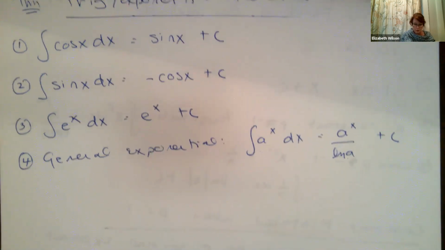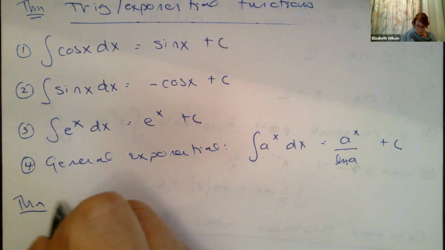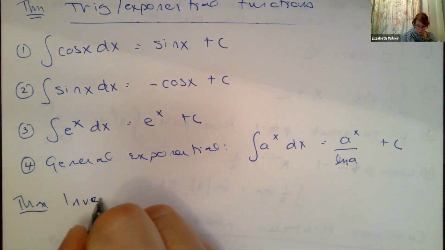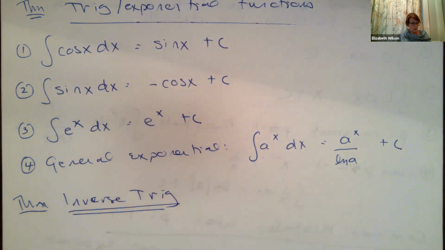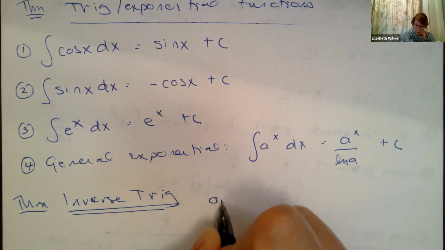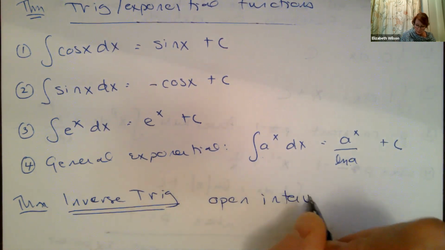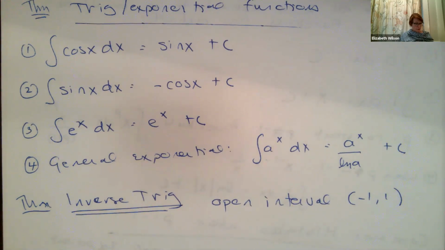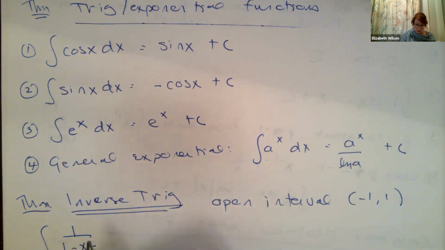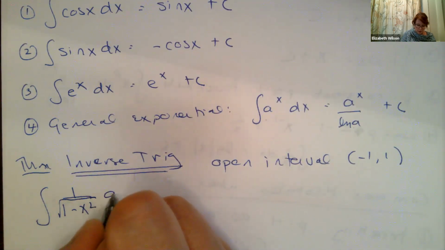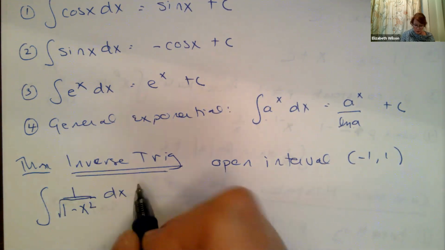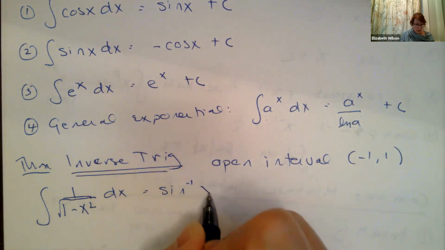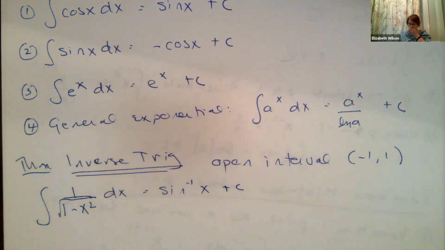Okay, so I'll do inverse trig. This is why you want to have in your mind what the inverse trig functions are, so that we're going to talk about an open interval, -1 to 1. That's for our sine function. So if I go to integrate 1 over the square root of 1 minus x squared dx, this should look familiar, right? This is our inverse sine of x plus c.